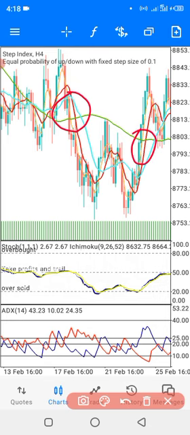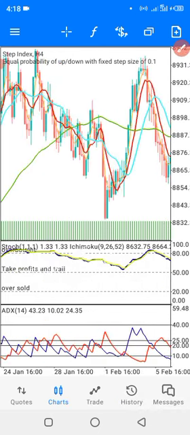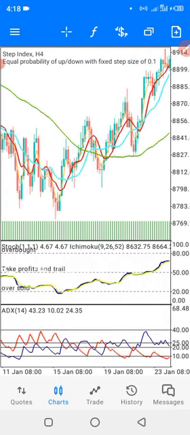So this is how to take trades successfully. This applies to all the Vix and the Step index. It works on Vix and Step index. 100% result. The result is massive.